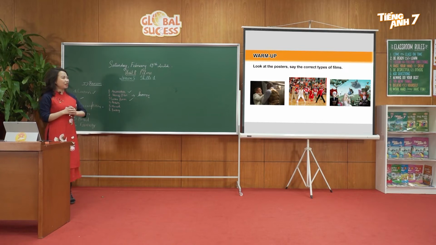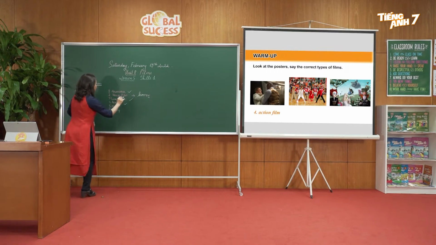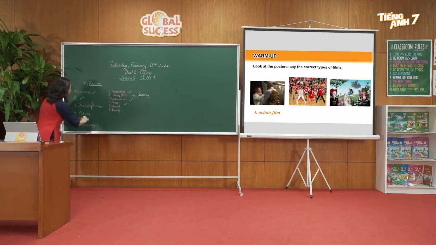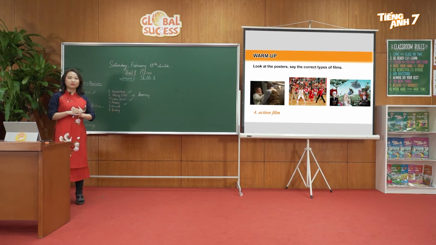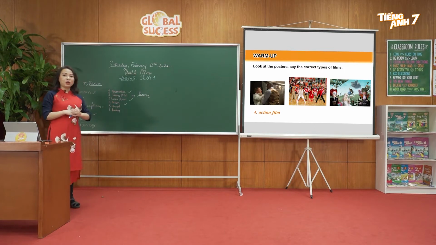What about number 4? Look at the screen. What are the people doing in the poster? It is action film, right? Okay, they are fighting. And it is action film. Team B, get. Team A, get. What about number 5? What are the people in the poster doing? They are dancing and singing. Yeah, they are dancing and singing.